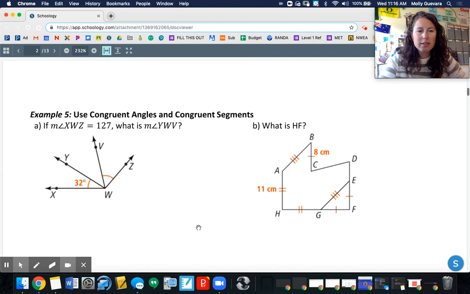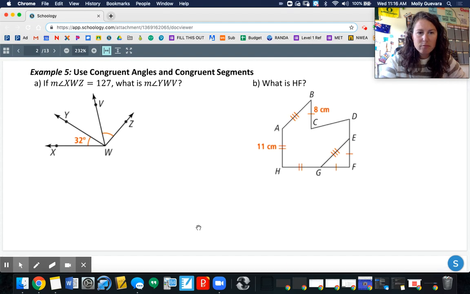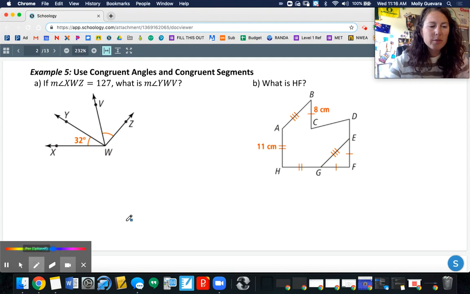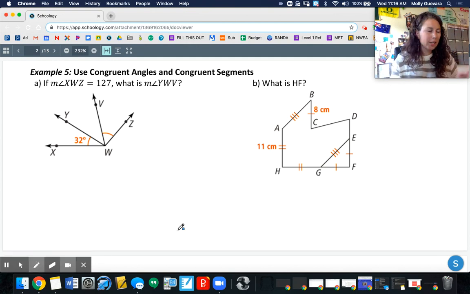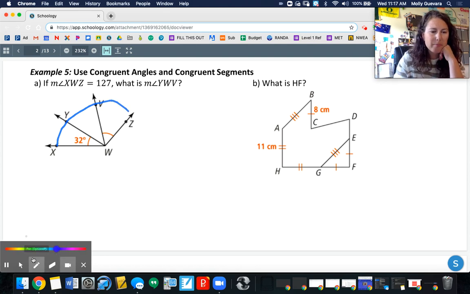So we're just going to do the last example, which is example 5. And so this one we're looking at using our congruent angles and our congruent segment postulates that we talked about in the previous video. So let's just look at part A and just dive right in, okay? So this says if the measure of angle XWZ, so from X to W to Z, so that is this whole thing. Oh my goodness, I can do much better than that. It's almost better, you know, to not think about it as much.